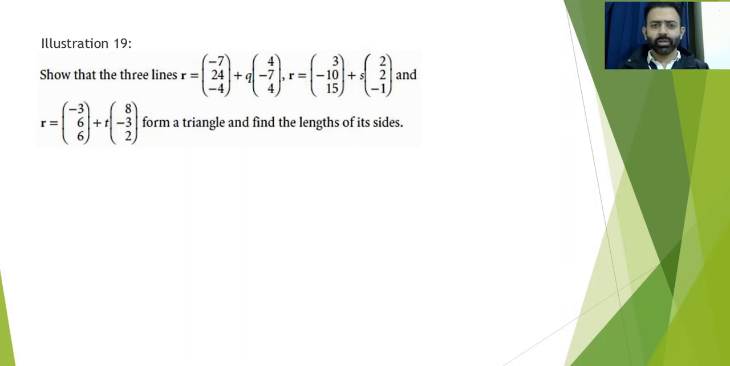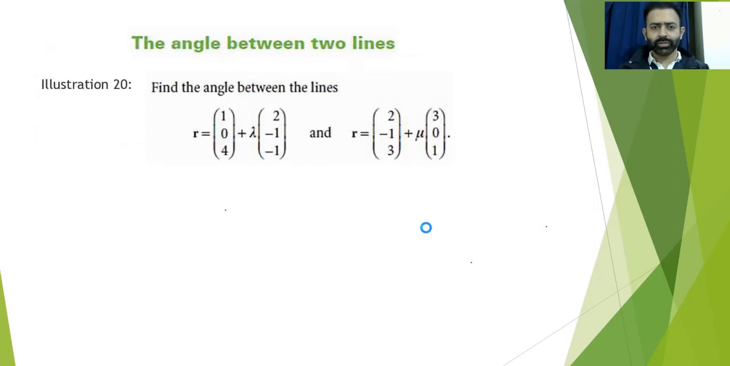We are doing the chapter on vectors, and we have already covered in the previous lesson the intersection of two lines in vector form. Next topic is angle between two lines, right? As far as the angle between two lines is concerned, it is just like finding the angle between two vectors.